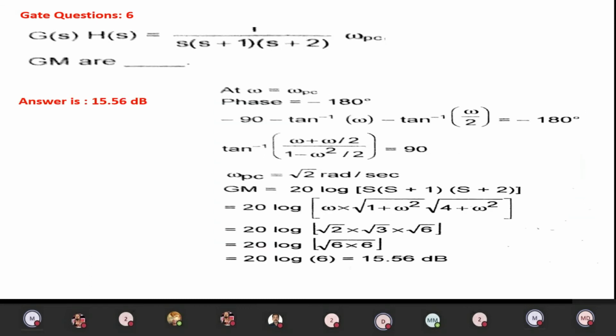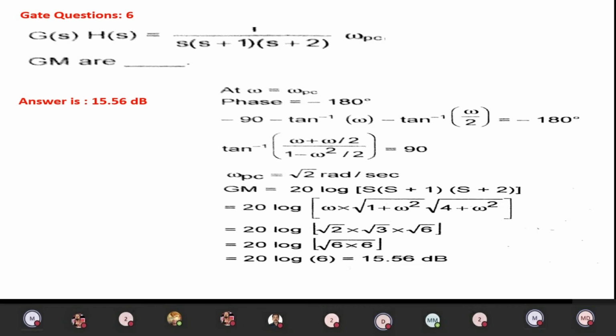So like that you have to solve the problem, and then you can see G of s, H of s is given. We have to determine the gain margin. So in the previous problem, we determined the phase margin. In this problem, we are going to determine the gain margin. So for any gain margin, you always have to determine the phase crossover frequency. The phase crossover frequency is obtained when the phase angle is minus 180 degrees.